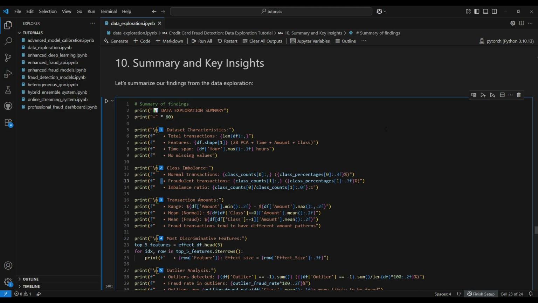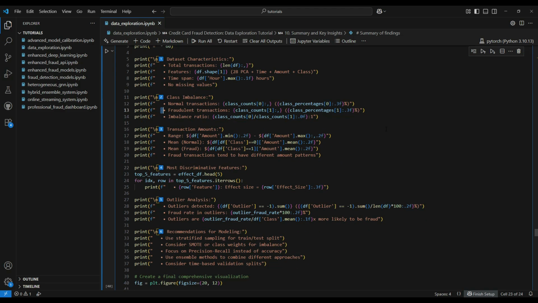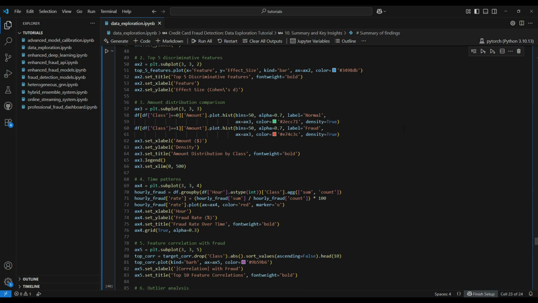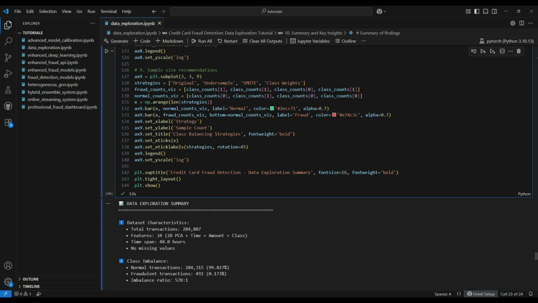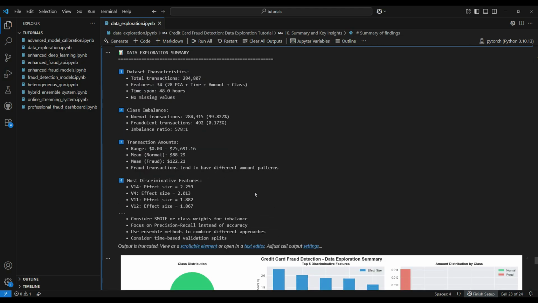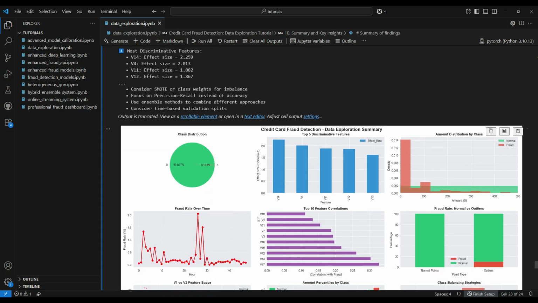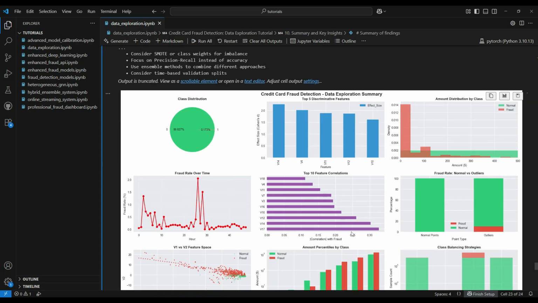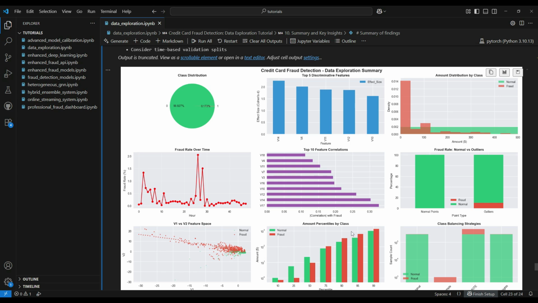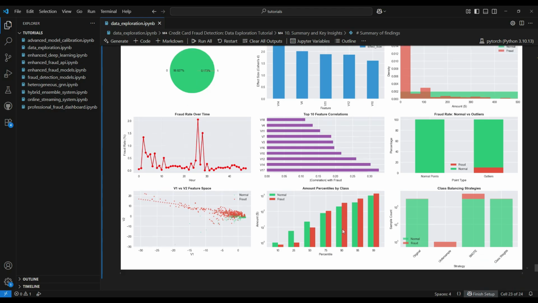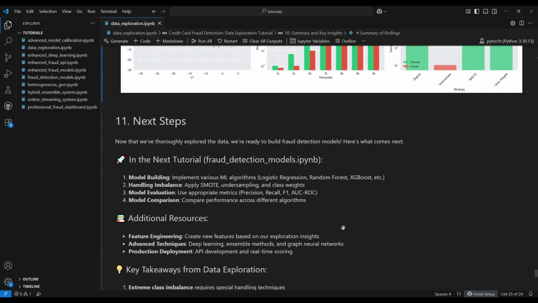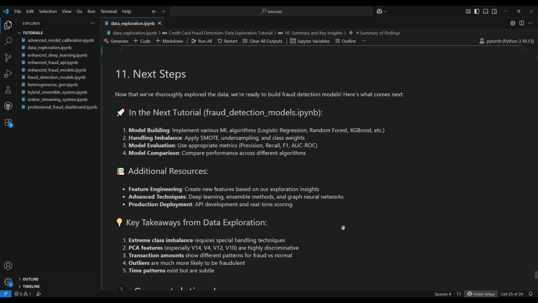I'm printing a structured summary of everything we learned. So here's the summary. And this is the final visualization, which has 9 panels summarizing everything: class distribution pie chart, top 5 discriminative features, amount distribution comparison. So we have completed our data exploration following this Jupyter Notebook cell by cell. In the next video, we will build our first models.